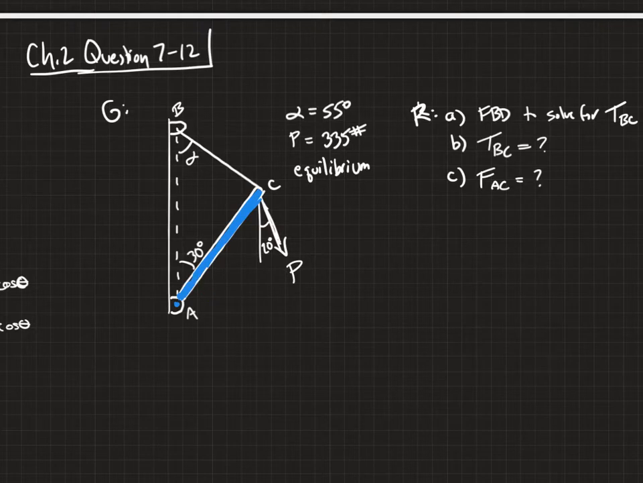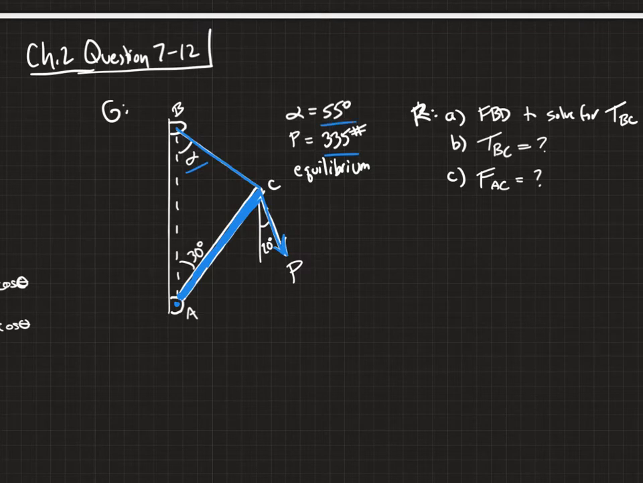Okay, and then we've got a rope, or cable, and the cable is attached to the end of this thing, and it's going all the way over here to this point B. And then we've got a force coming off of it going this way, which is force P. And what they give us is P equals 335 pounds, alpha, this angle right here, is 55 degrees, and everything's at equilibrium.